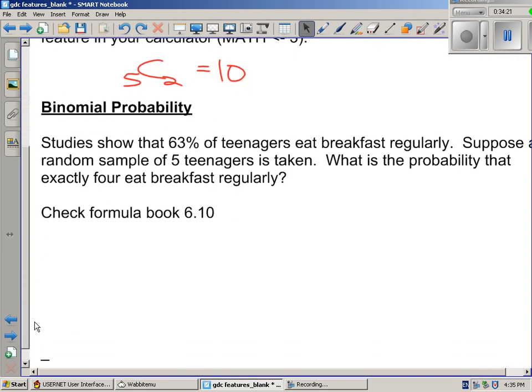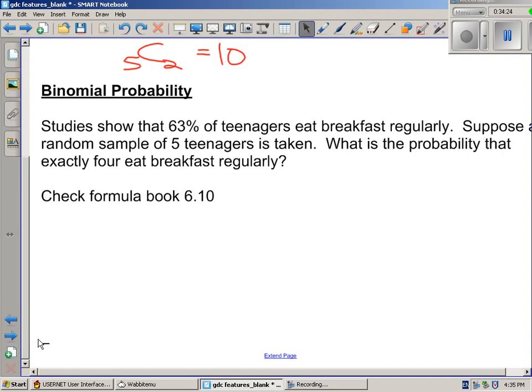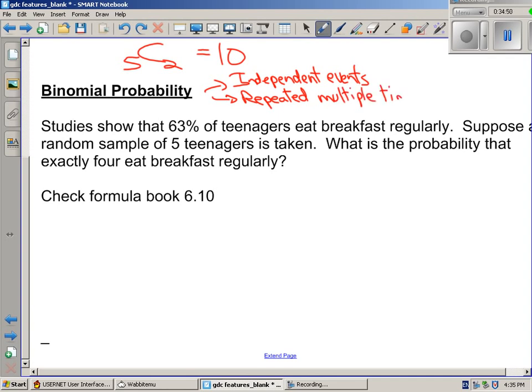Okay, binomial probability. You recognize binomial probability from a few things. There are independent events that are repeated multiple times. And there are only two outcomes, success or failure.